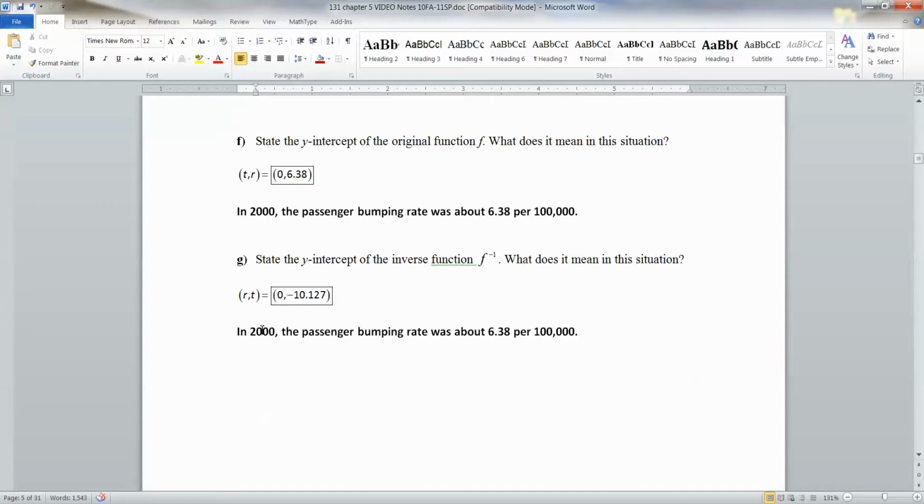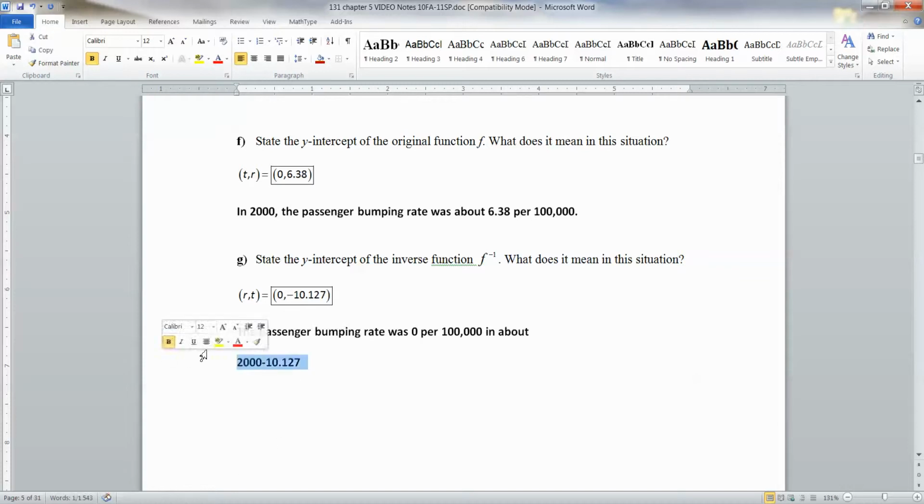Well, it's not 2000 anymore. It's talking about the passenger bumping rate being about 0, or no passengers being bumped. That's another way to say it. It was 0 per 100,000 in about, let's see here, if I take 2000 and take away 10.127, just for the fun of it. Oopsie.